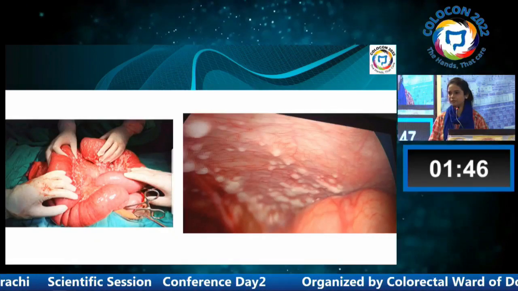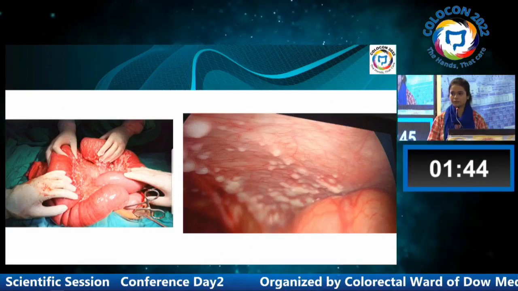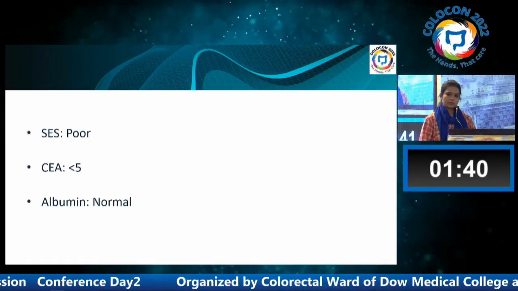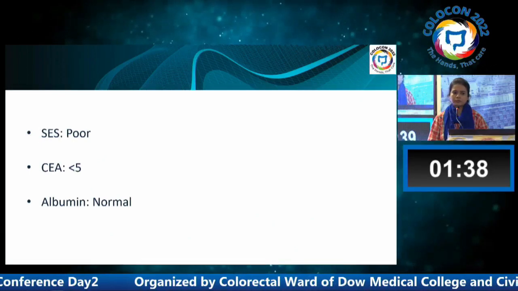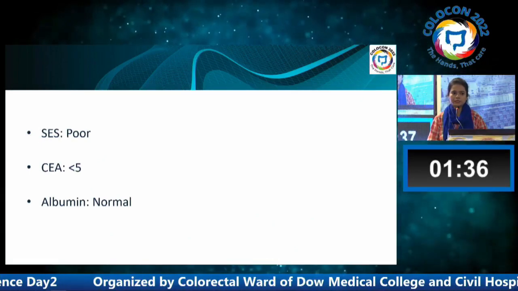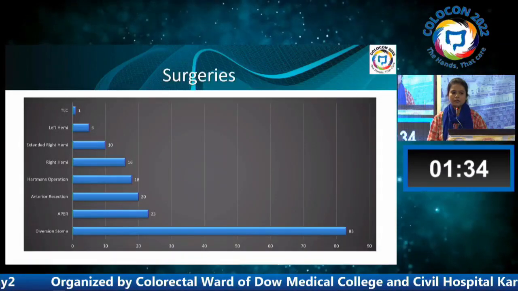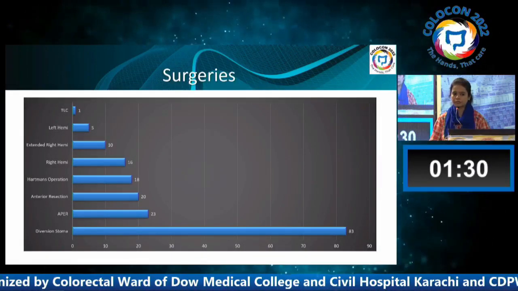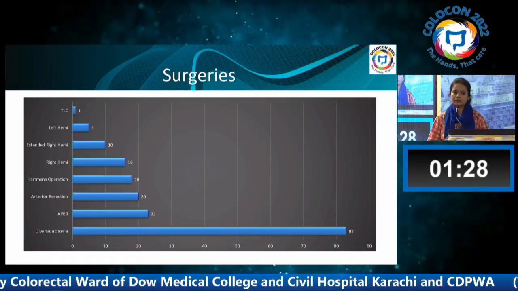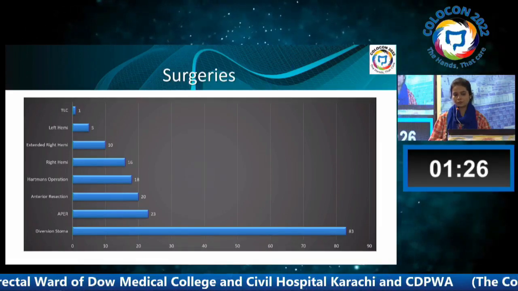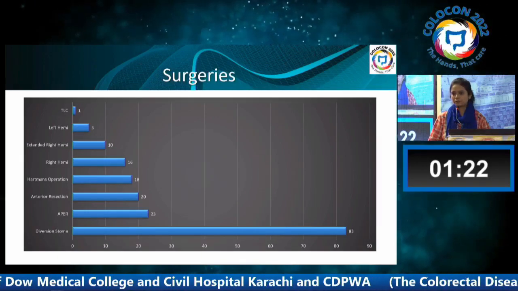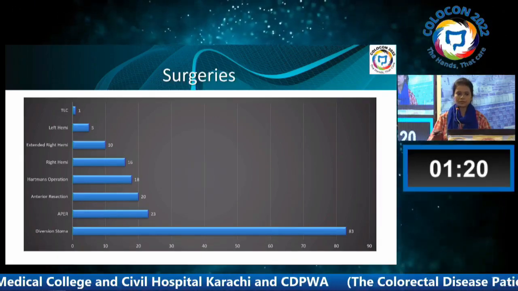And these are the pictures of signet variety adenocarcinomas. So the majority of the patients were of poor socioeconomic status. And this is the breakup of the surgeries which we performed. The large quantity was the diverting stoma because the majority were of advanced stage.